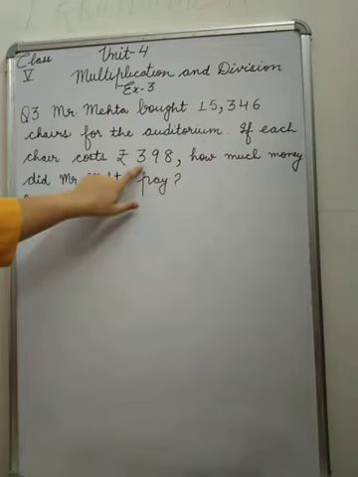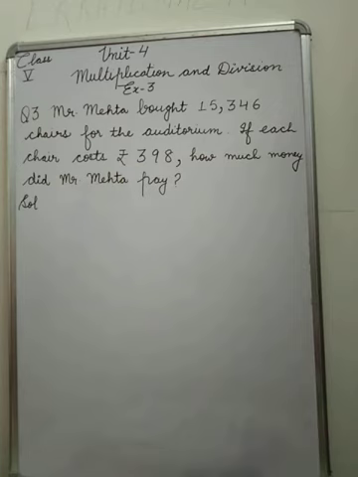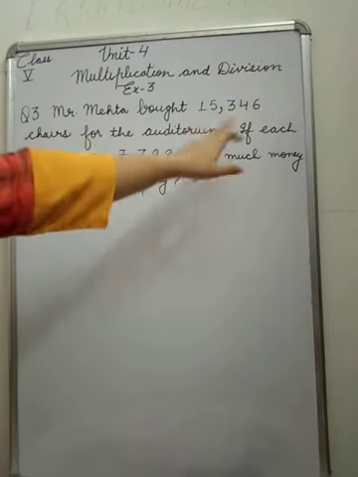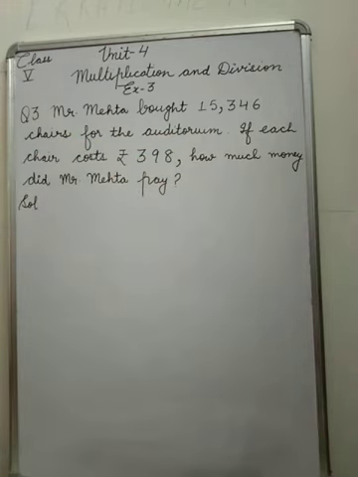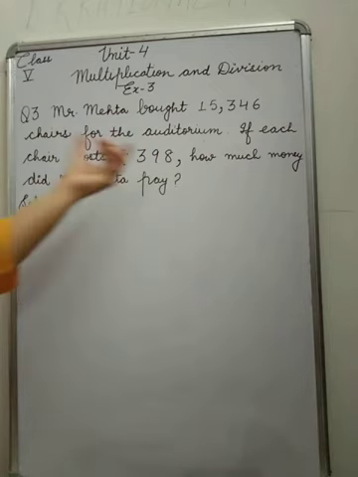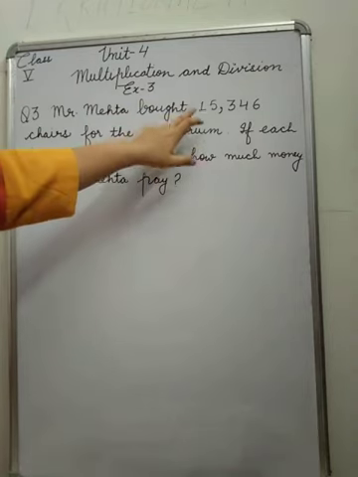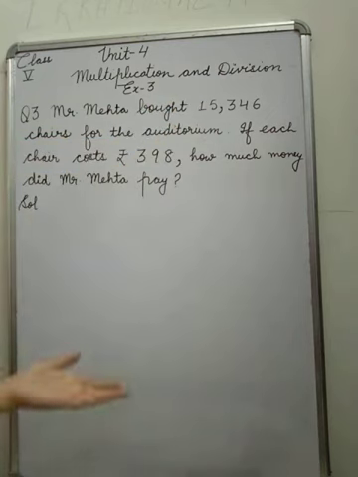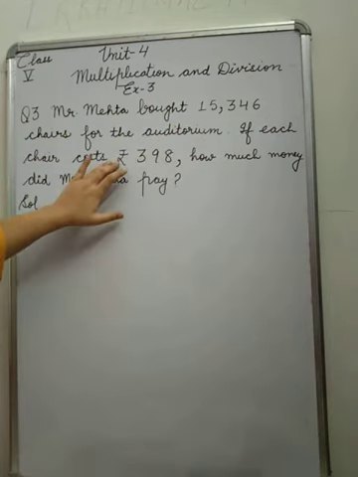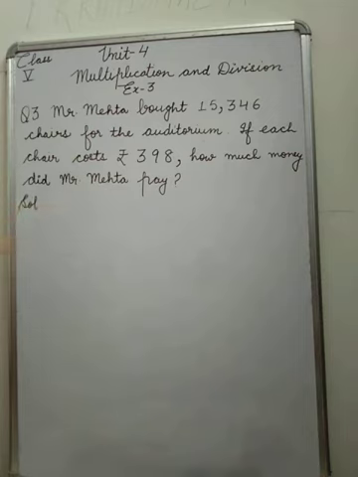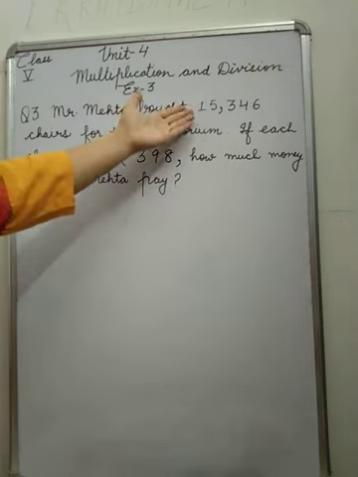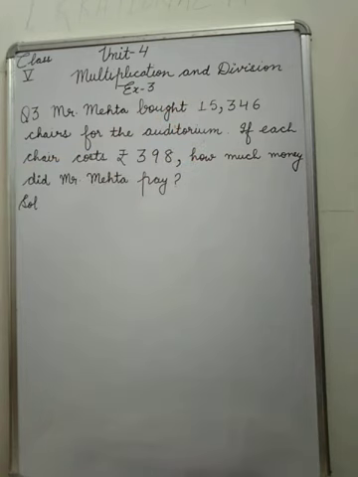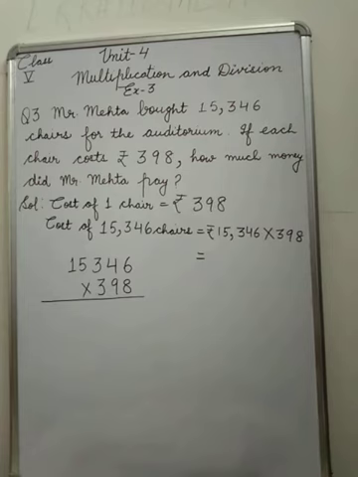If the cost of one chair is given to you and you have to find the cost of 15,346 chairs, so what do you do? Cost of one chair is this. How to find the cost of that much amount of chairs? Simply multiplication. If the cost of one thing is given, so what do you do? If you have to find for more, simply multiplication you will do. Now see how you will write this.